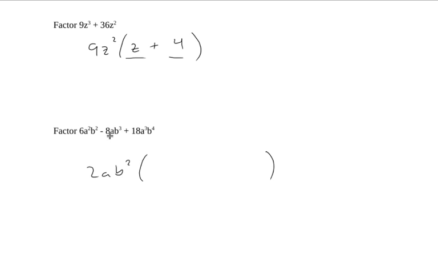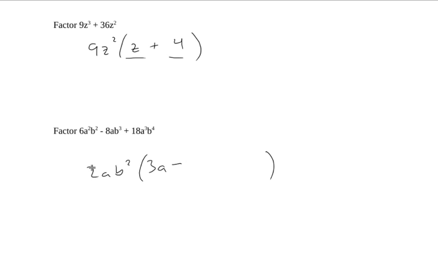So I just need to ask myself, what number would I multiply by 2ab squared to get 6a squared b squared? Well, blank times 2 equals 6. A little Freudian slip there. 3 times 2 is 6, okay. A times a is going to give me a squared. And I don't need to multiply anything by the b to get b squared.